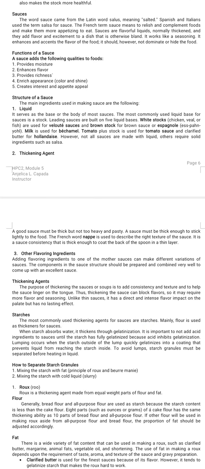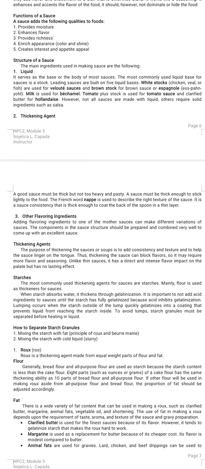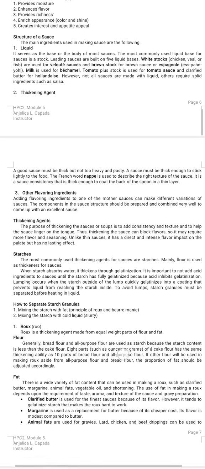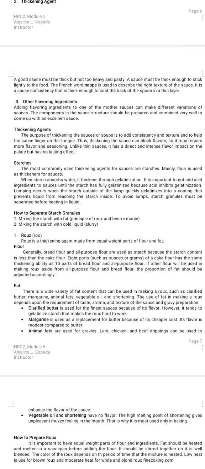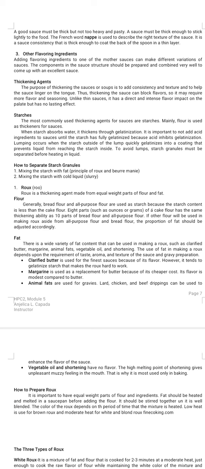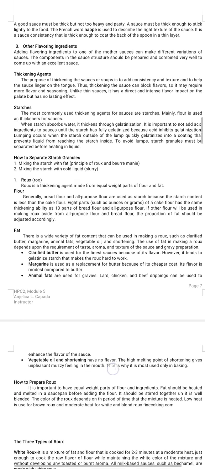These are the structure of a sauce. The main ingredients used in making sauce are the following. First, liquid. It serves as the base or the body of most sauces. In short, it is the first and most important structure of a sauce. Next is thickening agent. A good sauce must be thick but not too heavy and pasty. Other flavoring ingredients. Adding flavoring ingredients to one of the mother sauces can make different preparations of sauces.